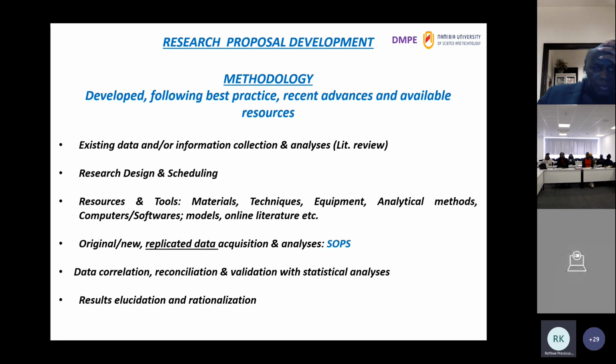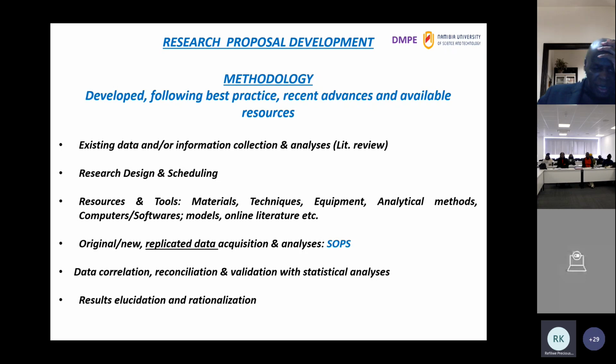Now, you have to deal with new data, existing data, information, and analysis. You have to do research design and scheduling, putting timelines on things. You need to take into account the resources and the tools specified here: materials, techniques, equipment, analytical methods, computers, software, models, online literature.